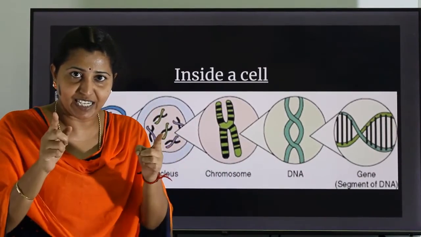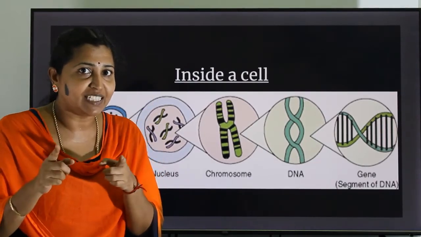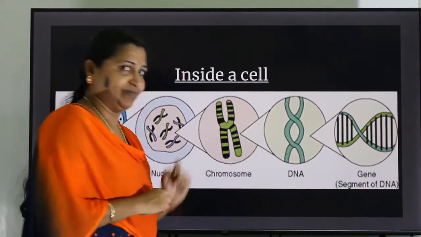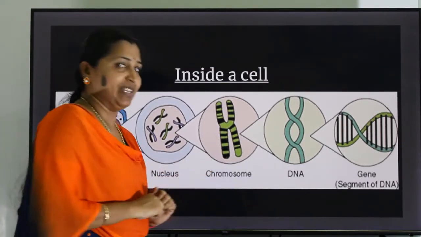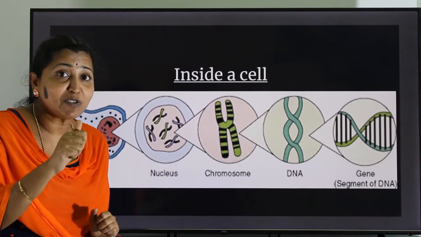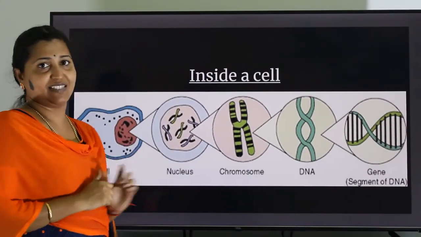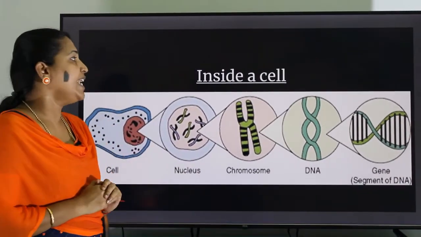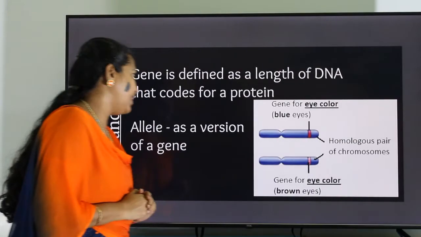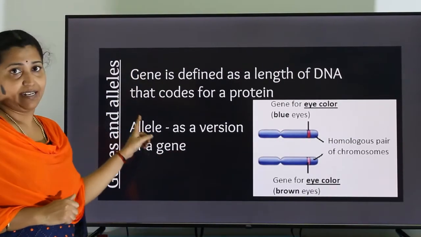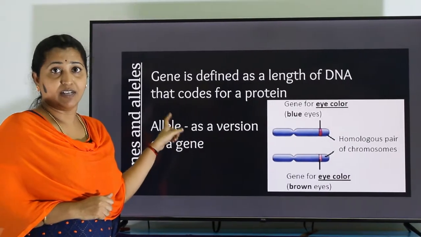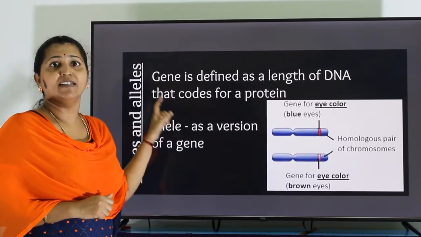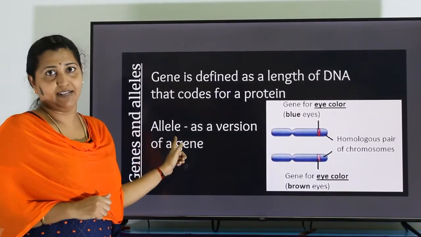So answer my question, where the genes are located? Inside the DNA. And where the DNA is located? Inside the chromosome. And where we can see the chromosomes? Inside the nucleus. Is it clear? Yes. Now we can see the difference between genes and alleles. It's very, very important. You should know how to differentiate the genes as well as the alleles.